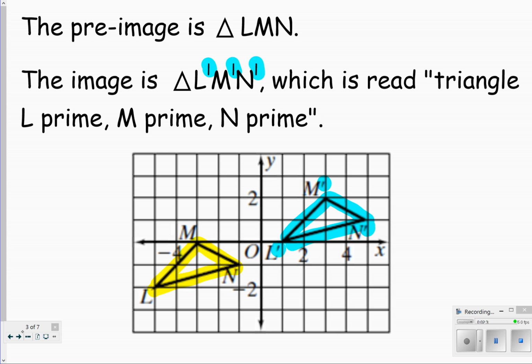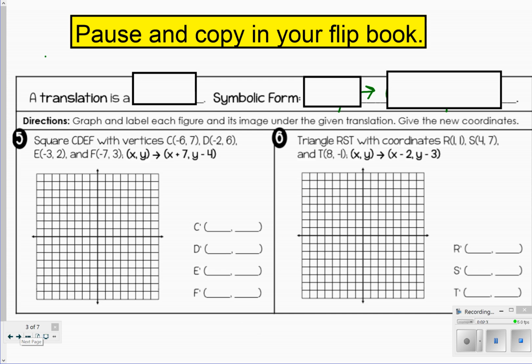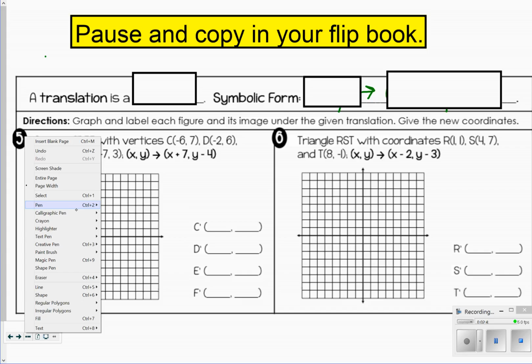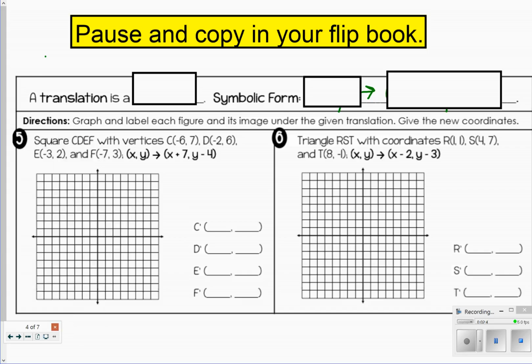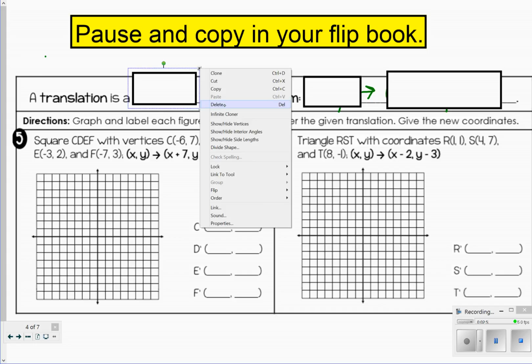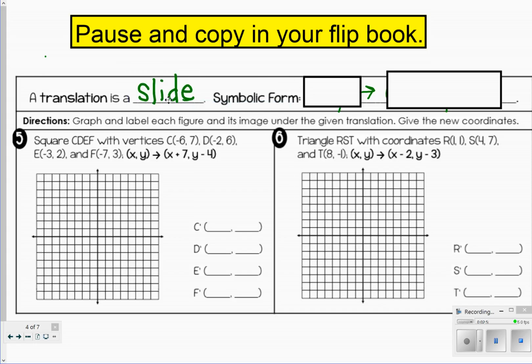All right, so I want you to take a chance to try now. Go ahead and turn to your flip book that you have and find the page on translations. Okay, so a translation then is a slide. So go ahead and write that information into the first spot.